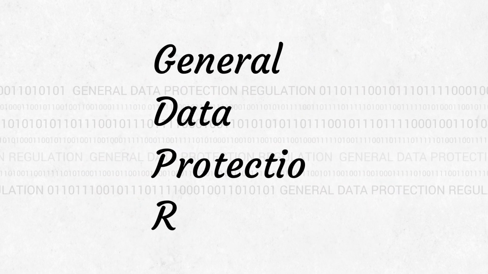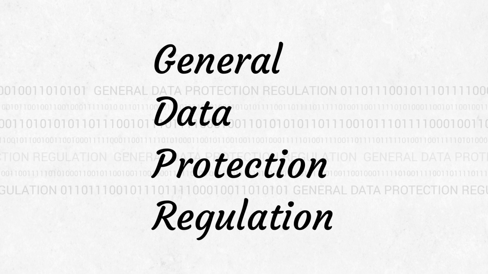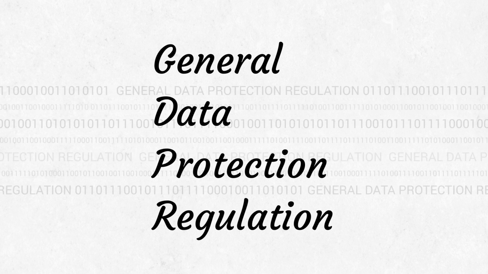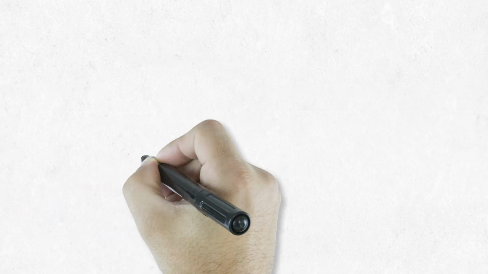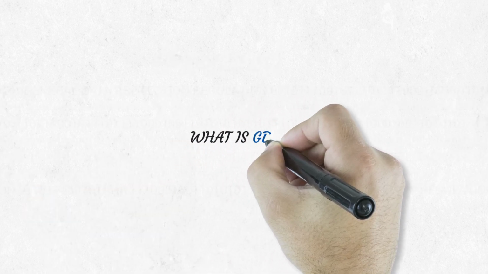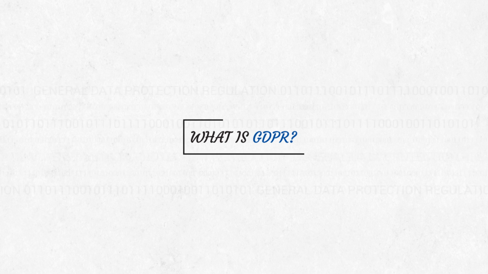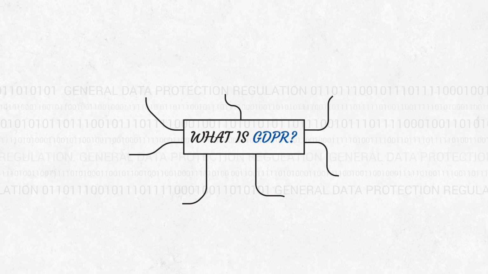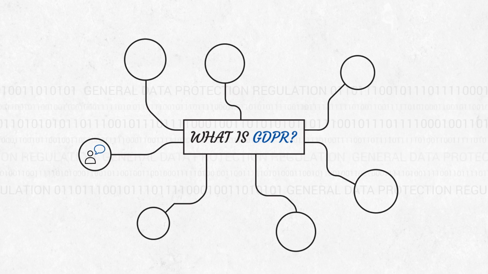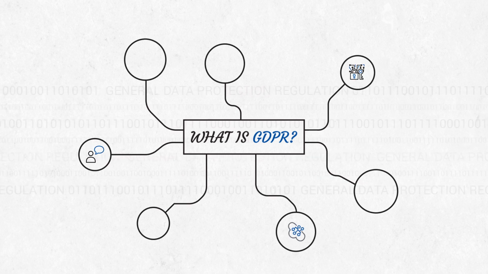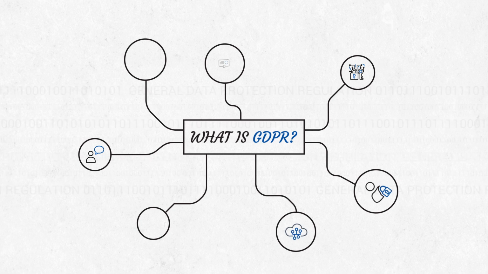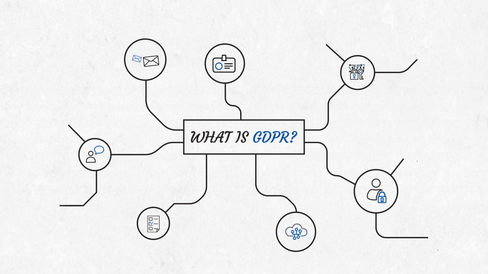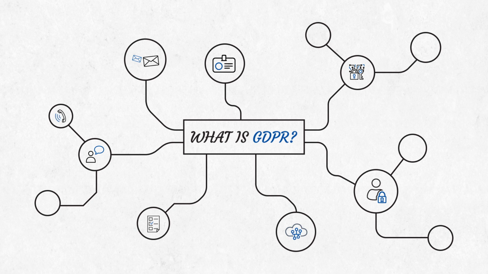General Data Protection Regulation. I'm sure that you might have heard this a lot recently. But what is GDPR? The aim of the General Data Protection Regulation is to provide a uniform level of data protection in the European Union countries by eliminating inconsistencies in national laws of EU member states. GDPR aims to protect the fundamental rights and freedoms of natural persons by laying down rules related to the processing of personal data and the free movement of such data.